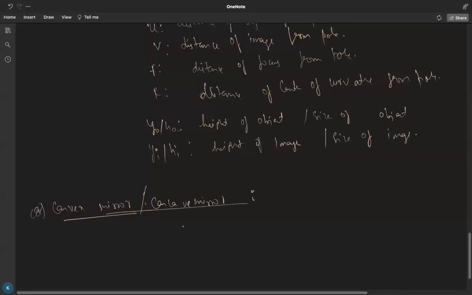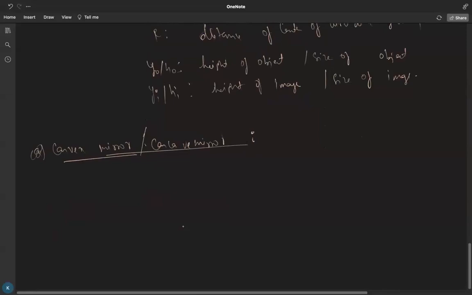I will explain it for both mirrors to you. Don't worry about that. Okay. So I am taking case one, let us suppose this is our concave mirror. I'm going to write for the convex mirror as well. So don't worry about that.